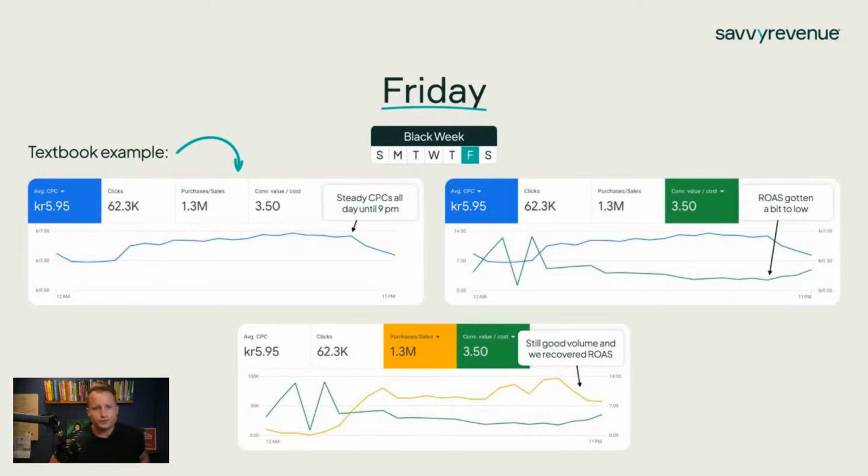So if we take some better examples here, and I'm not sure if this gets too small. If it does, please make sure you just write in the comments so I know for next time. So I wanted to just have this as an overview. You can see over here, steady CPCs all day until 9, then it starts dropping off. You can see where it starts increasing, and then we start dropping off because ROAS was a little bit bad. But this was pretty good. This is almost textbook what we want also in terms of traffic and everything.